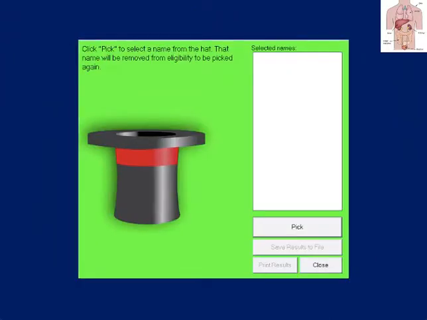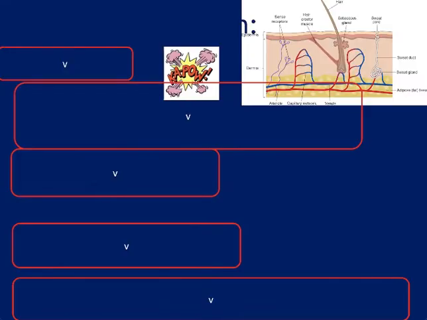But we're not, so we don't get to pick our names out of a hat. Instead, we're just going to go into it. So this is the top of page 182, and you have a little table. So we have our protective functions, and now what are the parts that do it?